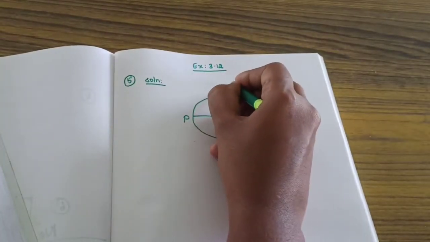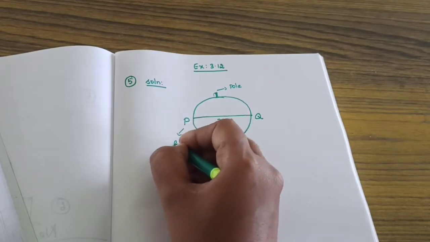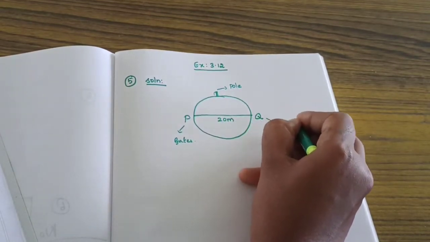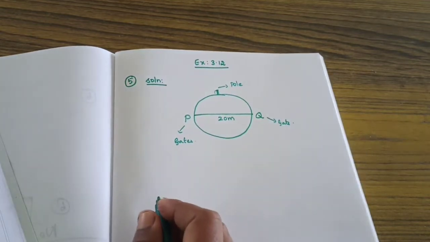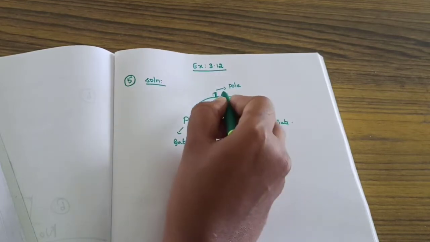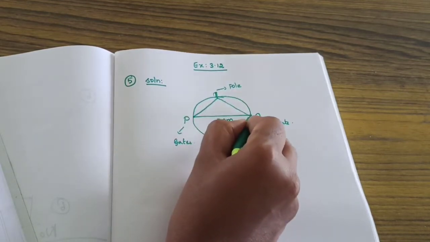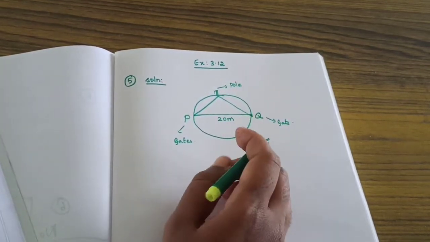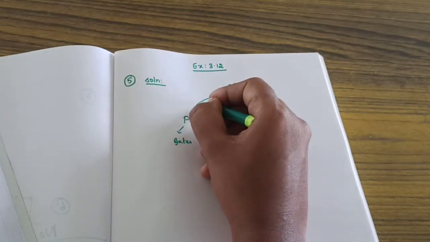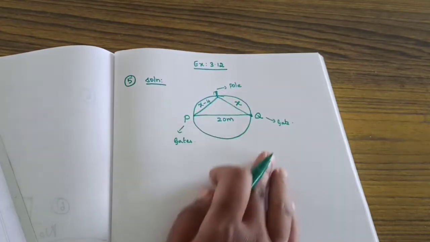This is the pole and these two are the gates, for your reference only. The distance is 4 meters. The difference between the pole-to-one-gate distance and the pole-to-other-gate distance is only 4 meters. Sometimes we can take this as x, which means this is x minus 4. The difference is 4 meters.